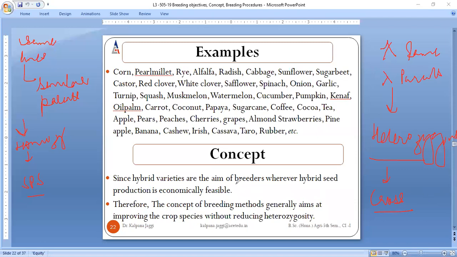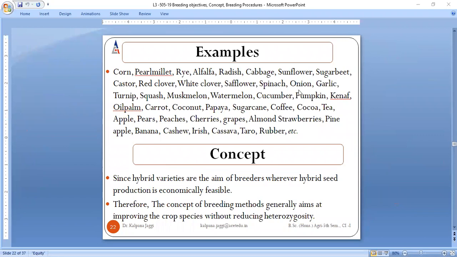Because nowadays, what is the aim of the breeder? The aim of the breeder is to go for the production of hybrid varieties, right? So wherever seed production is economically feasible, there we look after the hybrid varieties. So the concept is very clear. It is aiming at improving the crop species, but without reducing heterozygosity. This is very important. So this is the concept of breeding cross-pollinated species.